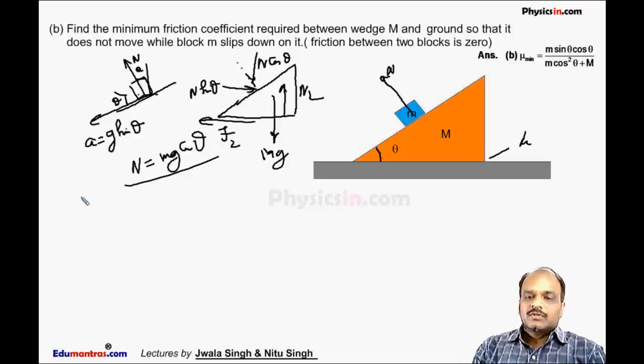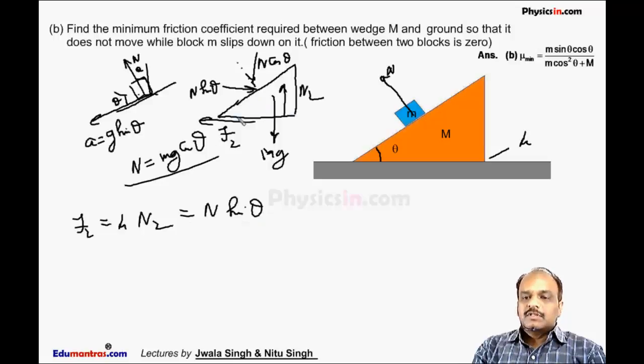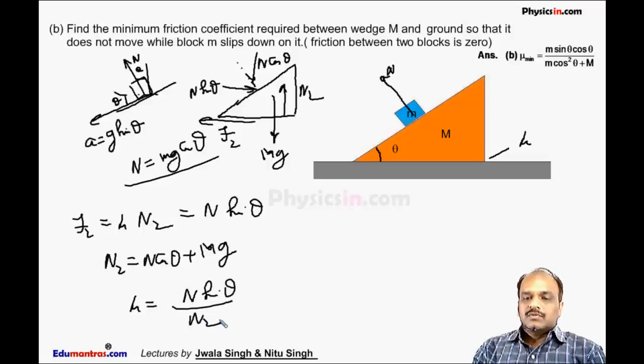Now since this triangular wedge is also under equilibrium, we can say F2 is equal to mu times N2, and this is also equal to N sin theta because it is stationary. This triangular wedge is stationary, so the horizontal force will balance the horizontal force. So F2 is equal to N sin theta, and we will write N2 equal to N cos theta plus capital M into g. So from here we can say mu is equal to N sin theta divided by N2.